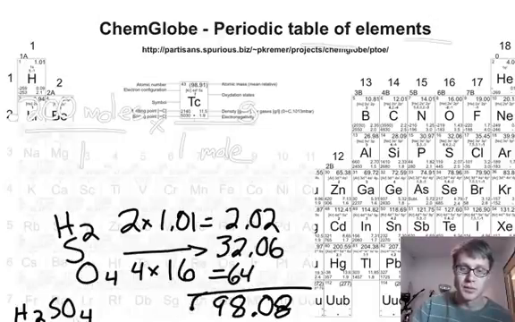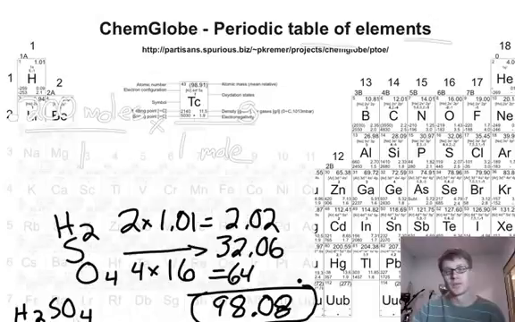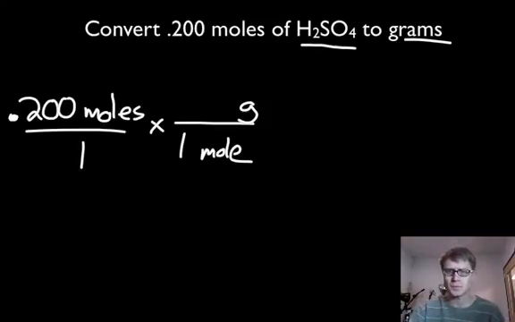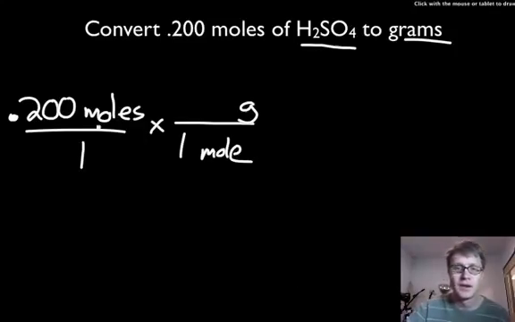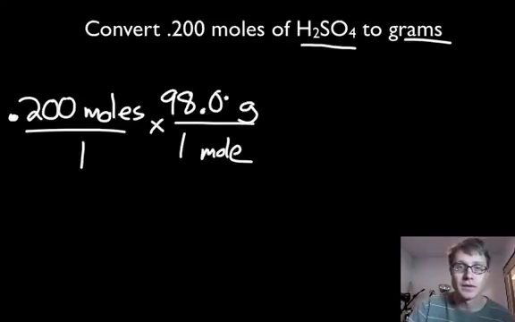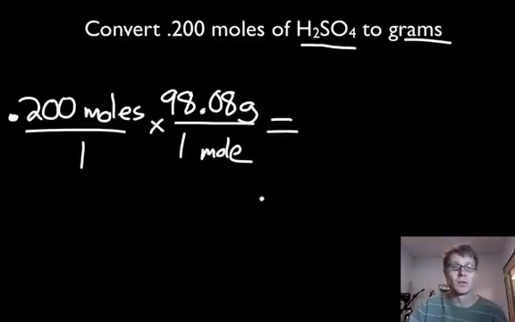So this is the formula mass of H2SO4. And so once I've got that, let's go to where our actual problem is. So we've got 98.08 grams in 1 mole of sulfuric acid. So now I'm just going to multiply that. I'm going to cross off my moles, and so now I've gotten to grams.